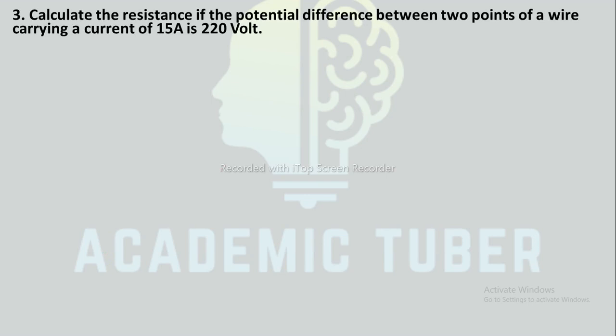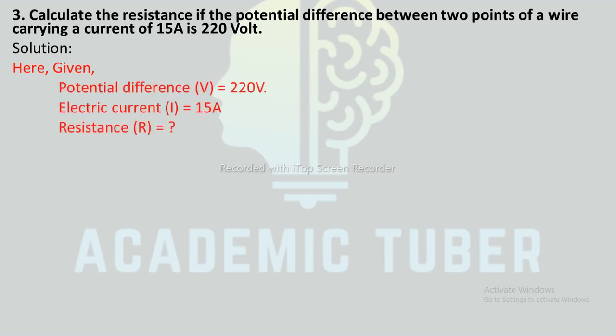Next one, calculate the resistance if the potential difference between 2 points of a wire carrying a current of 15 ampere is 220 volt. Solution: here given, the potential difference is 220 volt and the current is 15 ampere. So we have to find the resistance.